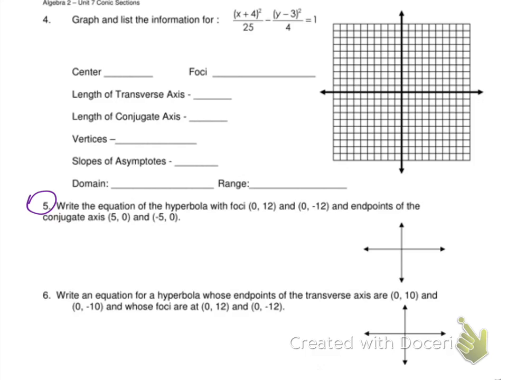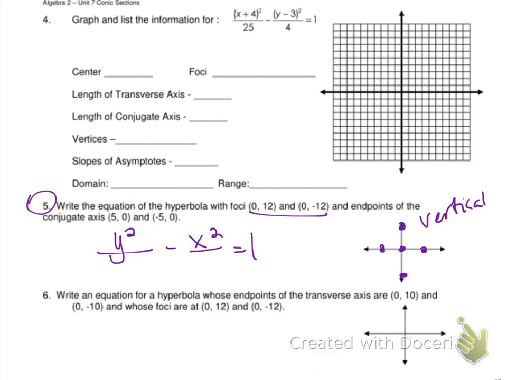So it says that we have a hyperbola with foci at (0, 12) and (0, -12), which would be along the y-axis. If that's where the foci are, then that automatically tells me that it's vertical. So that tells me that it's going to be y squared minus x squared because it's vertical. I also know that the center is at (0, 0) because that's halfway in between these 2 points. It said that the endpoints of the conjugate axis are -5 and 5.